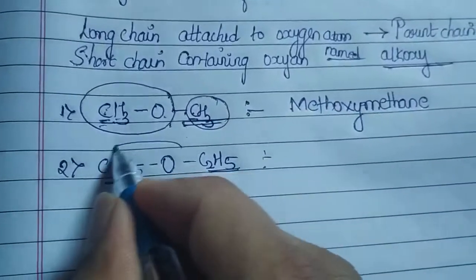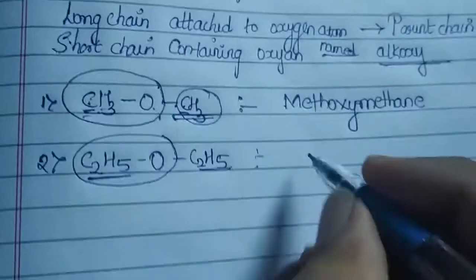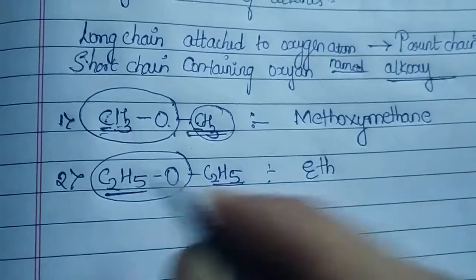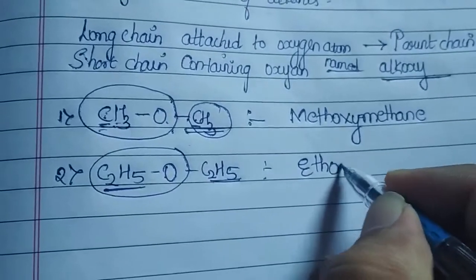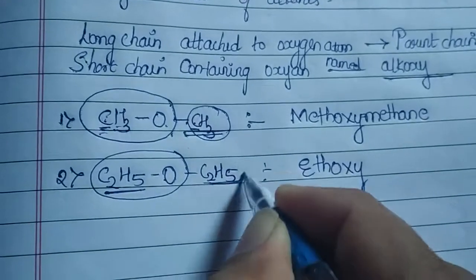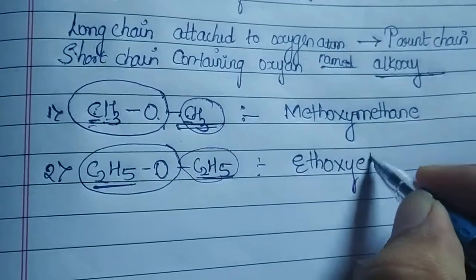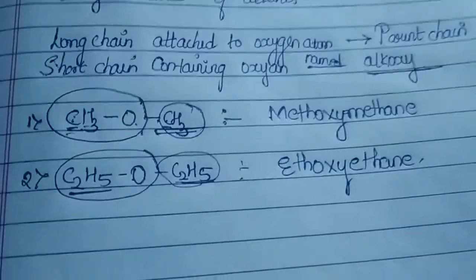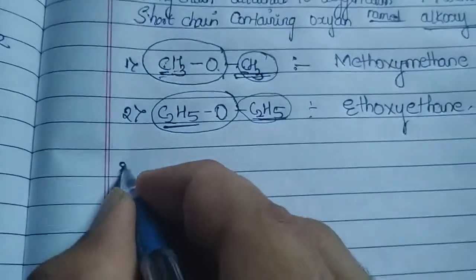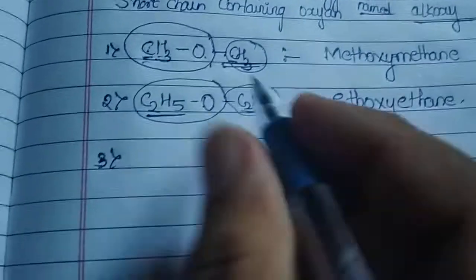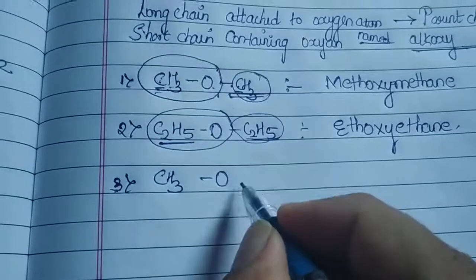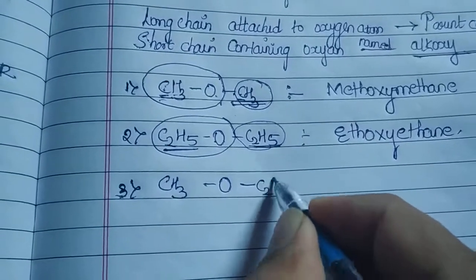So how can you name it now? Let me take this one as my alkoxy. It has 2 carbon atoms, so eth, and oxygen is also attached: ethoxy. This is my parent chain, so ethoxyethane. Ethoxyethane. Now let us take the unsymmetrical one. Let me take CH3OC2H5. Now comes the concept.